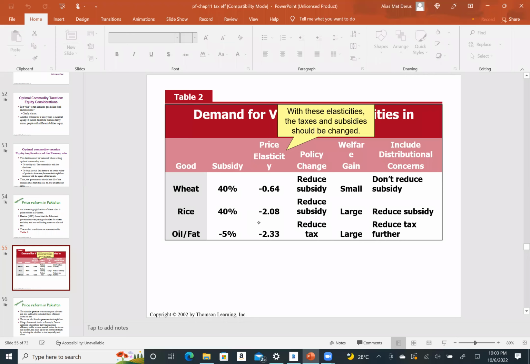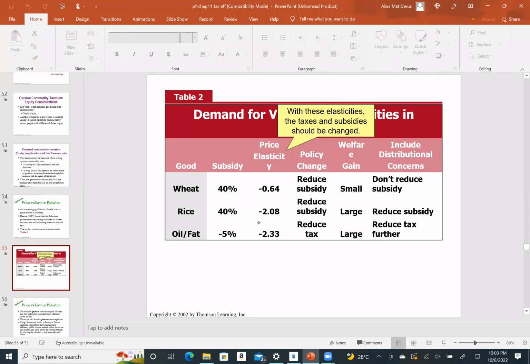So if you go by the efficiency rule, let's say the rice you tax maybe 4%, okay? Because it's less elastic than the fat and oil. So rice probably you tax 4%. Now what about wheat? Relatively, what should be the tax on wheat? Higher or lower than the tax on rice? Should be higher. Okay, so that is the efficiency rule.